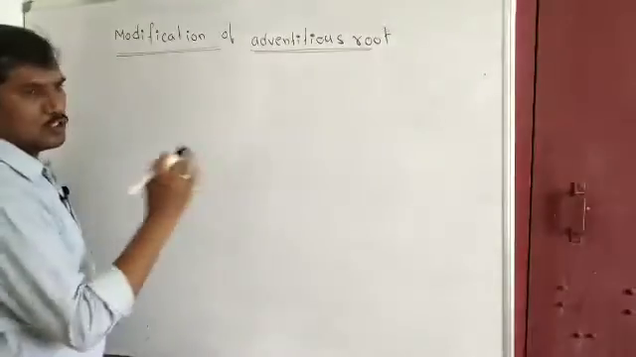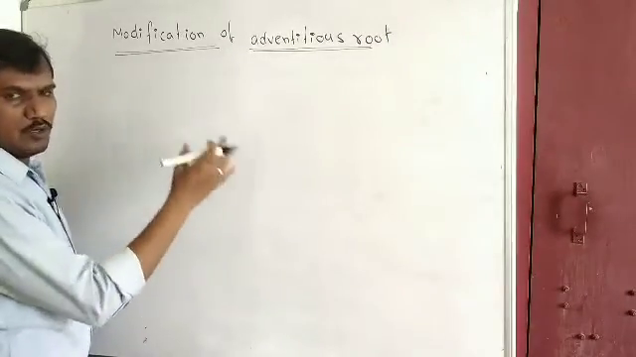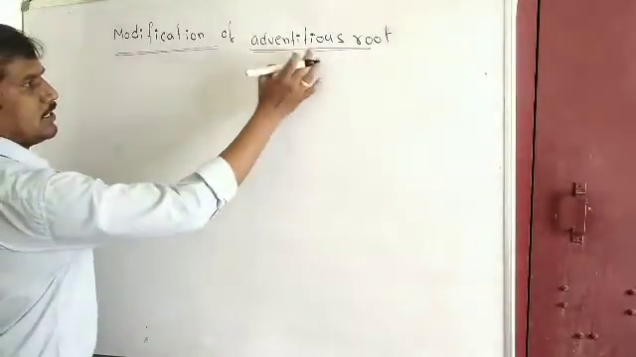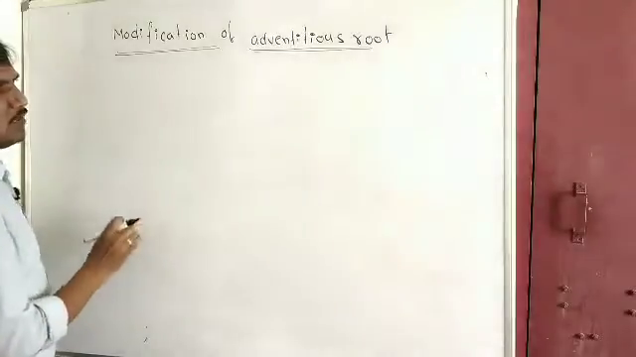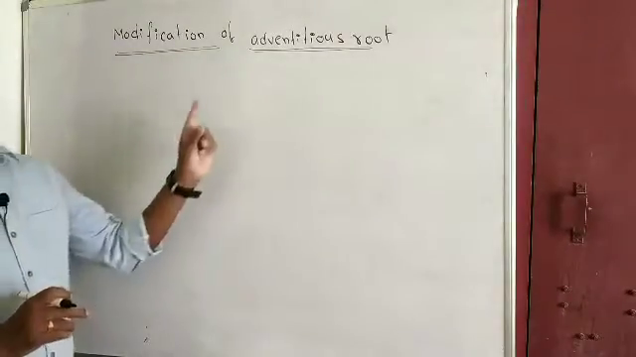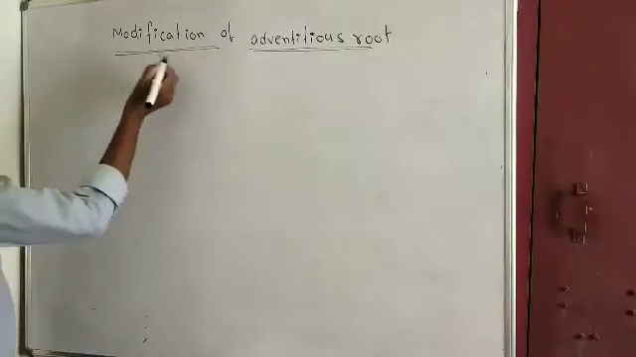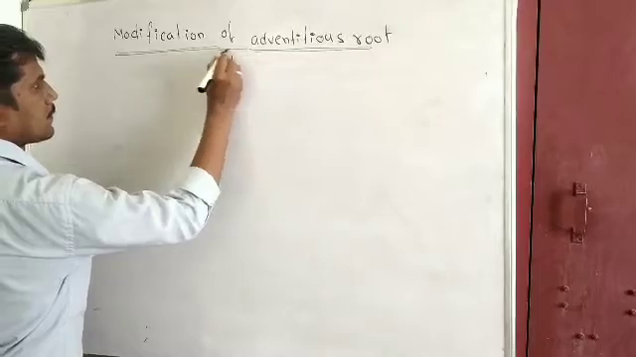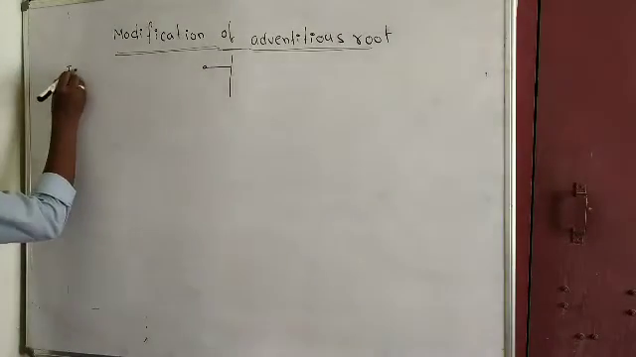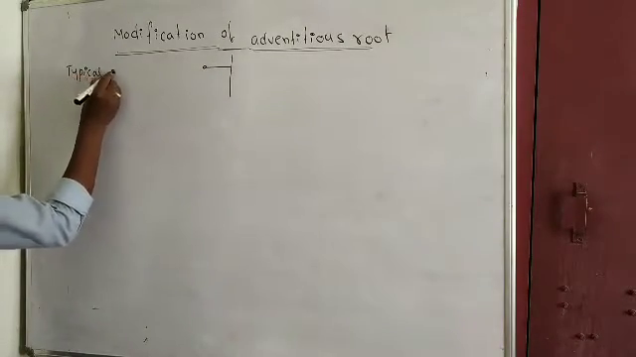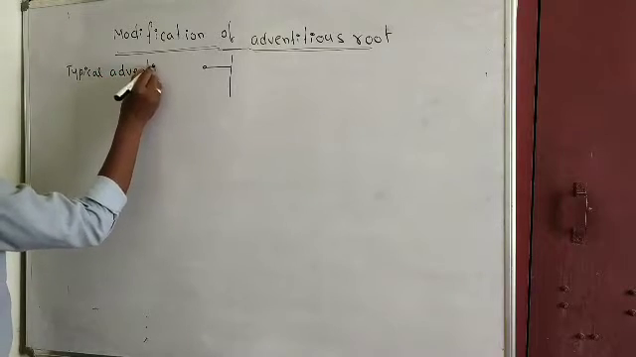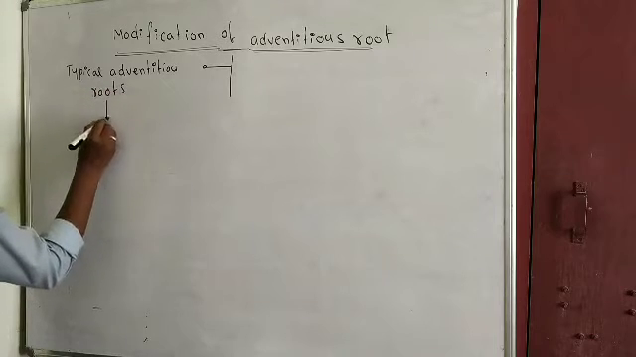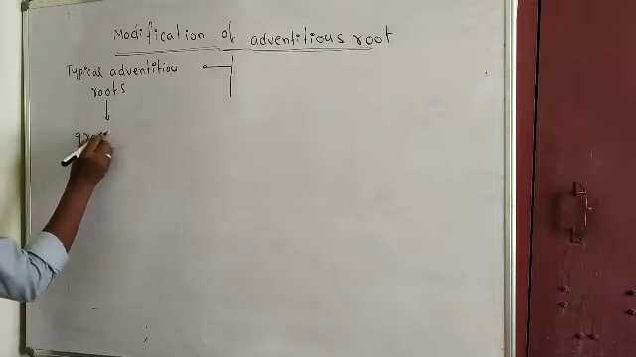Adventitious roots means those roots that arise from the stem nodes or leaves, except from the radicle. Now in this session we are going to discuss the adventitious root system. Come to the first one, modification of the adventitious root system. Typical adventitious root systems are roots seen especially in the grasses, very important.